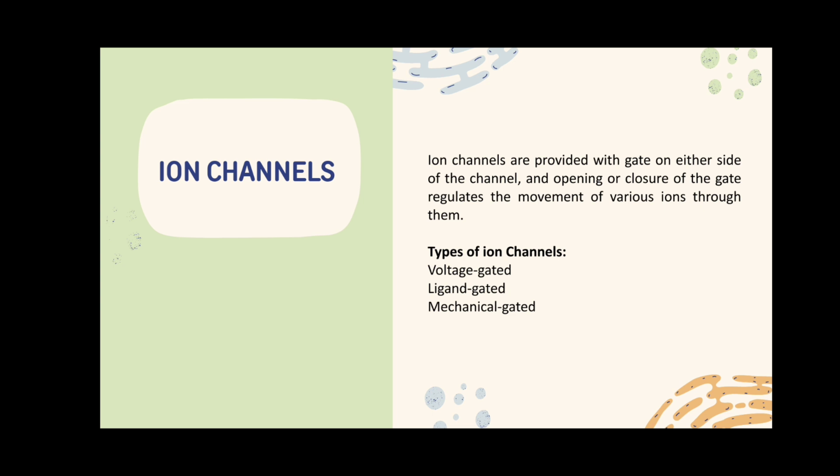Basically there are three types of ion channels. The first one is the voltage gated, the second one is ligand gated, and the third one is the mechanically gated channels. These channels have opening or closing gates, and by the opening or closing of these gates, they control the movement of various biomolecules.